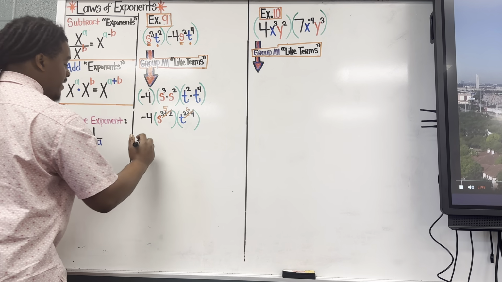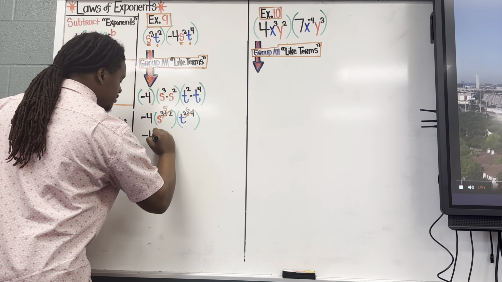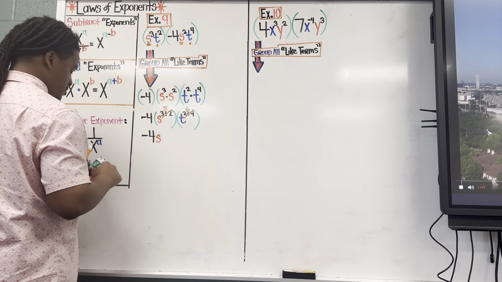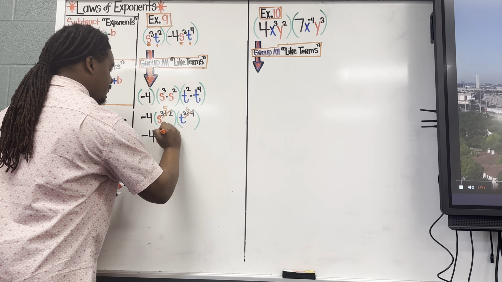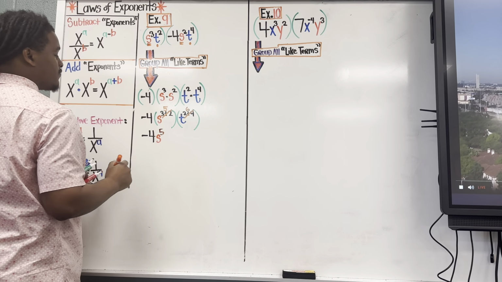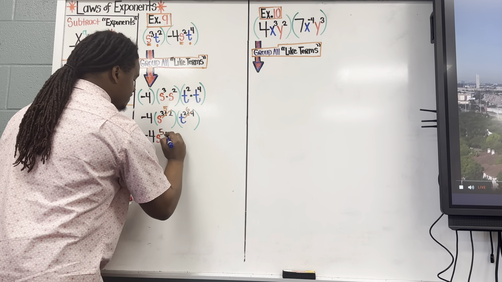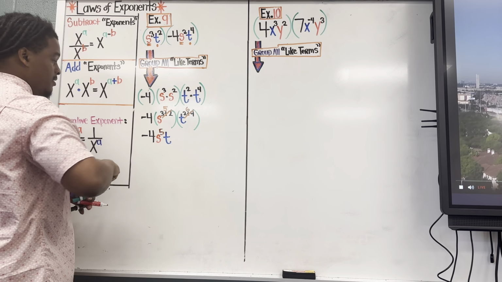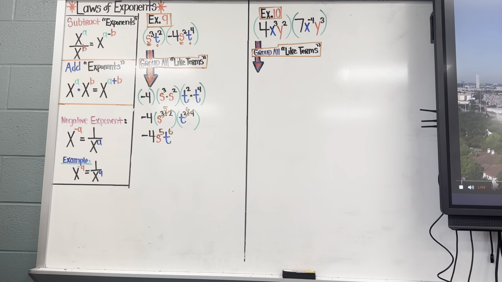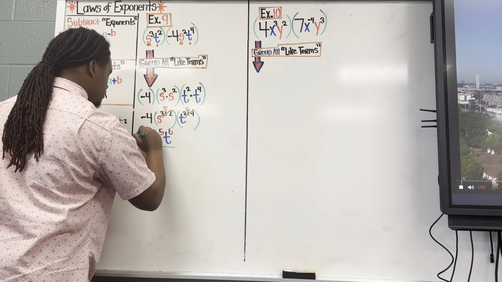So now we have our final simplified answer. We're going to have negative 4 s to the 5th power, 3 plus 2 is 5, times t to the 6th power. Once again, this is going to be our final answer.